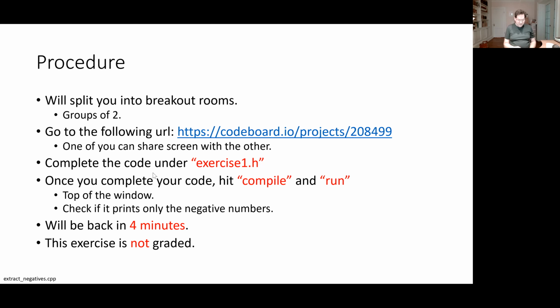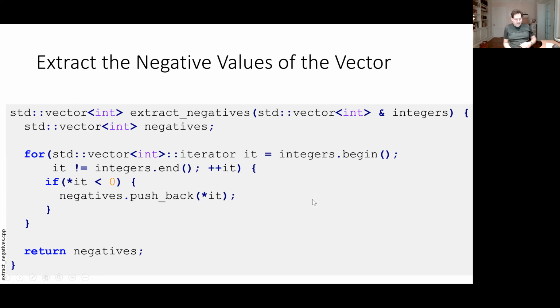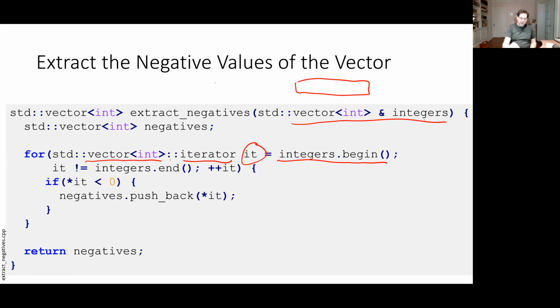Let me show you the code that I wrote for this. It's not very long. I need to declare an iterator, so I'm going to call it it. The type is an iterator, the type of iterator that goes with a vector of integers, because that's what I'm going to be walking through. I'm going to start off by setting that iterator equal to integers.begin, the start of this vector. So here's my vector integers.